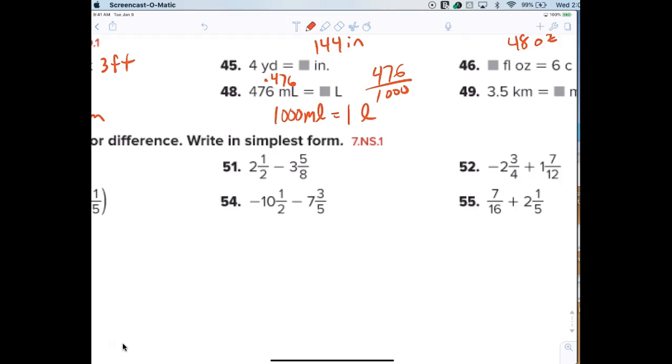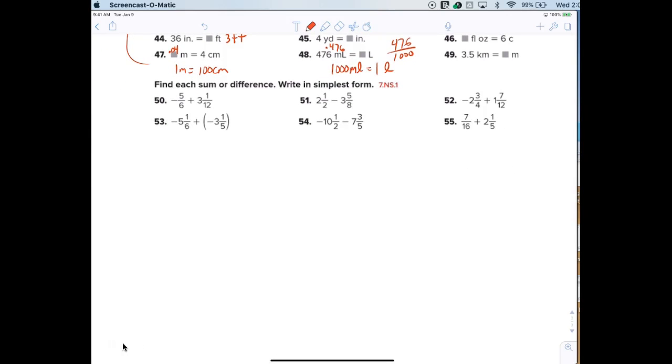Okay, so let me tell you. Here is 1 milliliter. That's 1 liter. This right here, from here to here, is 1,000 milliliters. They're the same. You hear that?